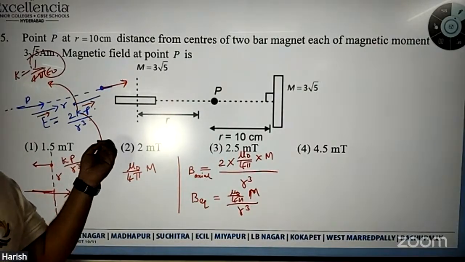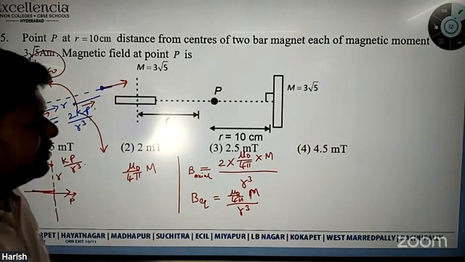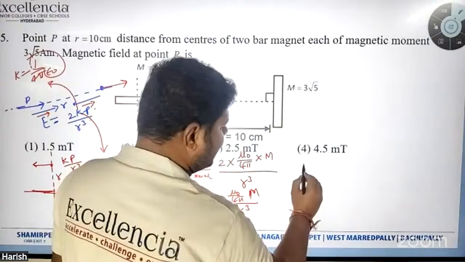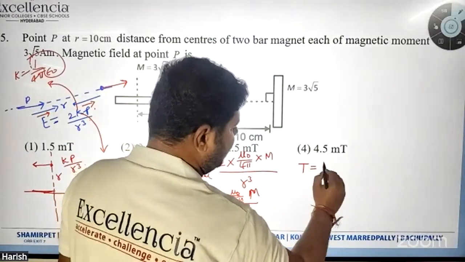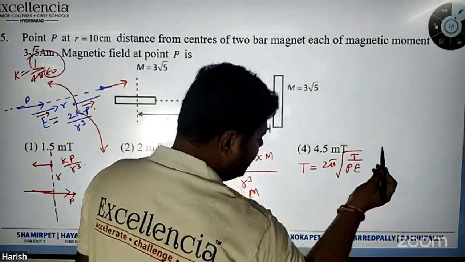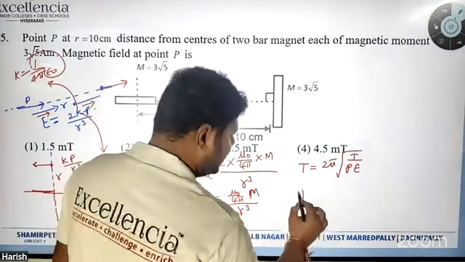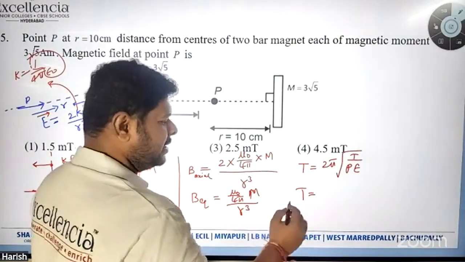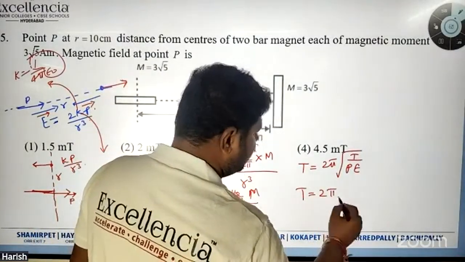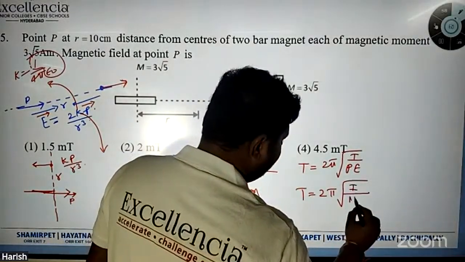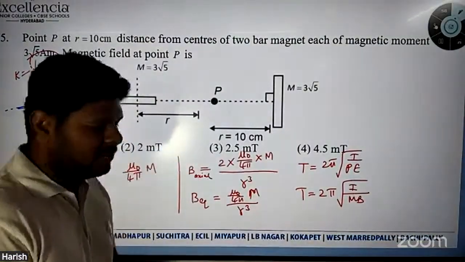Yes, not only this, there are so many other formulas like time period. If you look at time period of electrical dipole in a uniform electric field, it is 2 pi root of I by pE. Similar formula you will get in magnetics also. That is, time period of a magnetic dipole in a uniform magnetic field is given by 2 pi root of I by MB. Similar formulas.